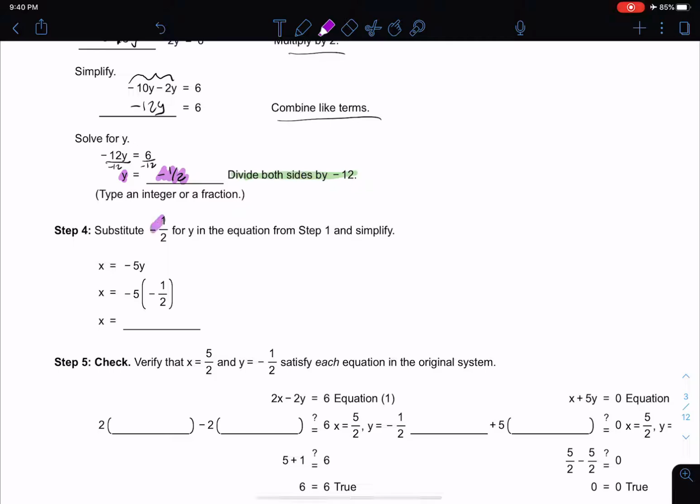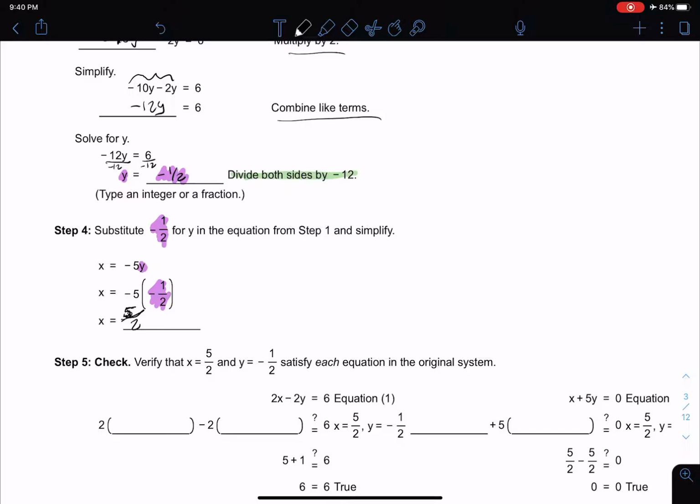Substitute, because we know that y is the same as negative half, we take our y and substitute negative half in for it. And then we multiply that together, and negative half times negative 5 is going to give us positive 5 halves. Pretty sure, and in fact I checked it before, that MyMathLab accepts improper fractions, but also it does want you to reduce. This is reduced, but it's improper, or you could put it in as a mixed number.